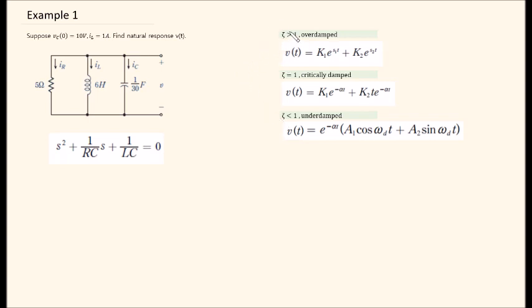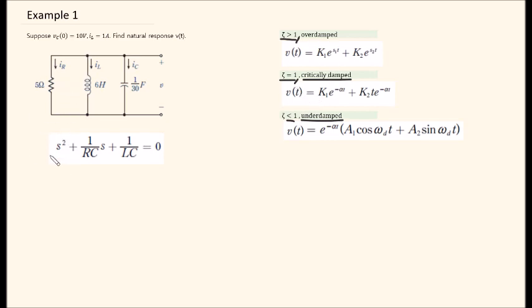If the damping ratio is bigger than 1, we say the circuit is overdamped, and if the damping ratio is equal to 1, we say the circuit is critically damped. And if it's less than 1, we say the circuit is underdamped. Now, this is important terminology, so you should be aware of these terms.